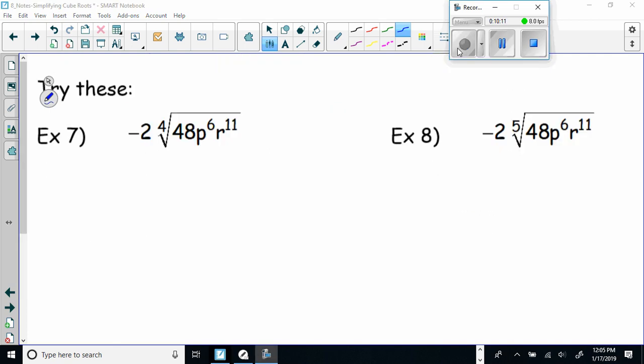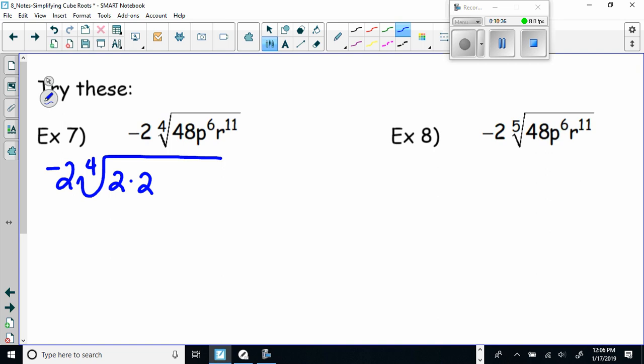What's different about these two is they have a different index. So it's not a cube root, it's a 4th root and a 5th root. But that's okay. All this means is 4 of a kind or 5 of a kind. So let's break this down. I have the -2, I have the 4th root. If I write the prime factorization of 48, I have 2 times 24, which is 2 times 12. 12 is 2 times 6. 6 is 2 times 3. For this first time, I'm just going to do this, and then the next time I'll use my fractions.